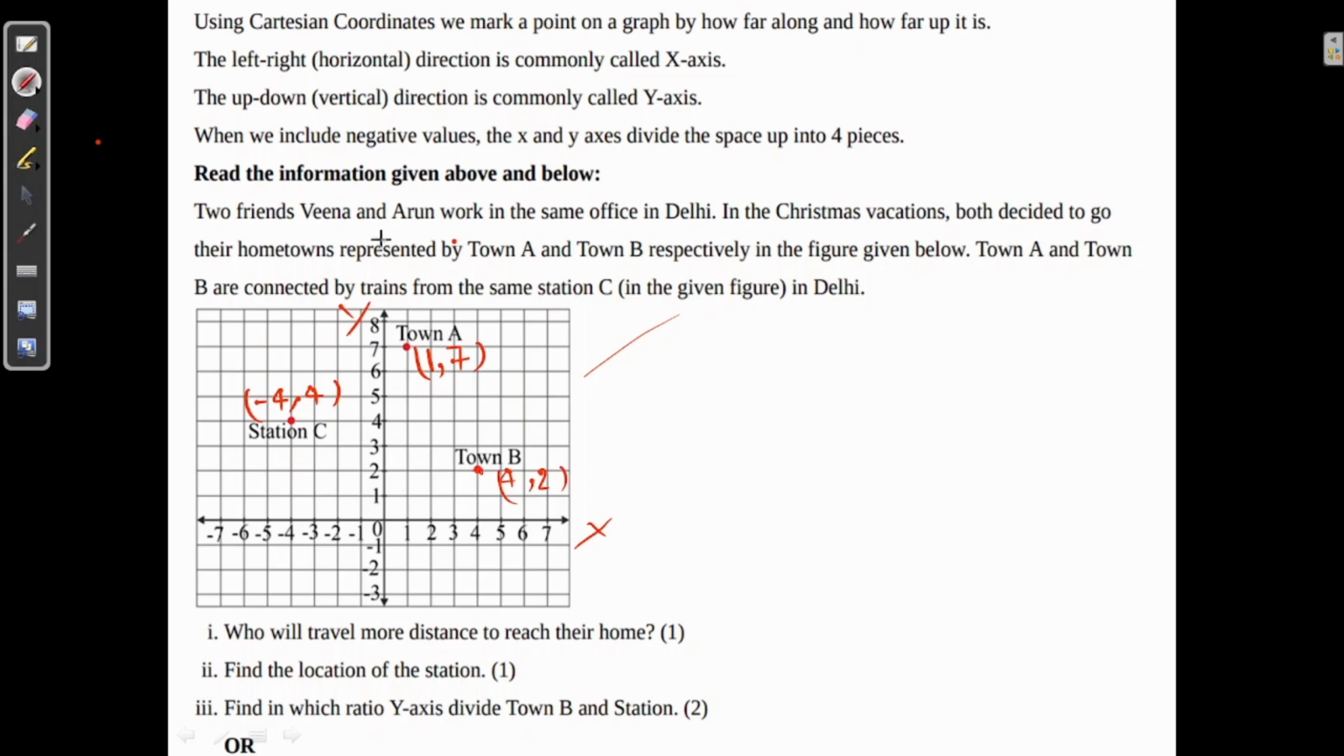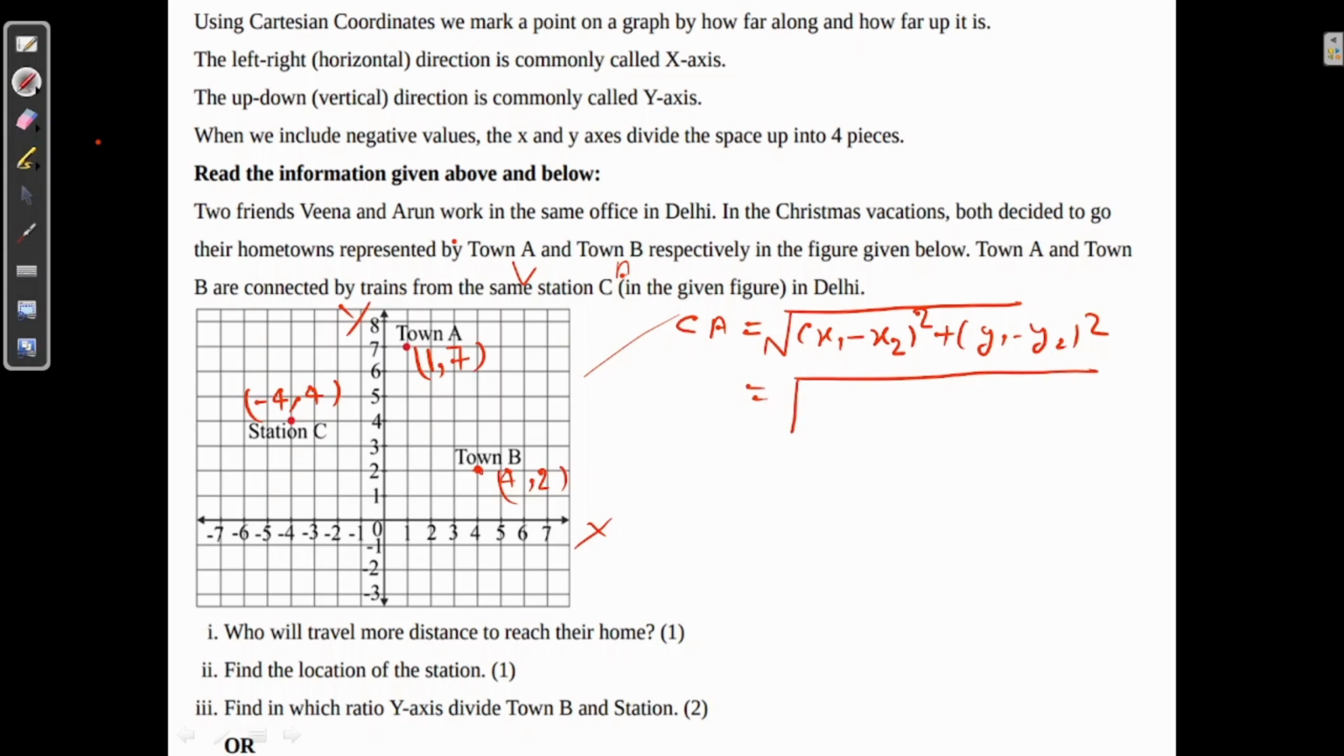So just keep one thing in your mind. Veena and Arun, two persons are there. Veena is going to town A and Arun is going to town B. So first let me find the distance between C and A. I am writing it CA. I am applying the distance formula, which you know is the square root of (x1 minus x2) whole square plus (y1 minus y2) whole square. Just let us try to solve it.